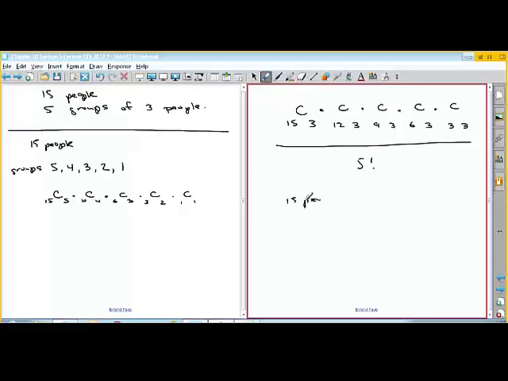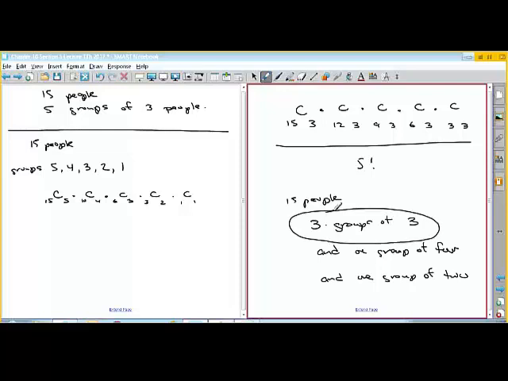So if you had, say, 15 people and you had 3 groups of 3, 1 group of 4 and 1 group of 2, so that's 9 plus 4 plus 2, which is 15. So this is another way of grouping the people. You've got this group of 3 groups of 3.